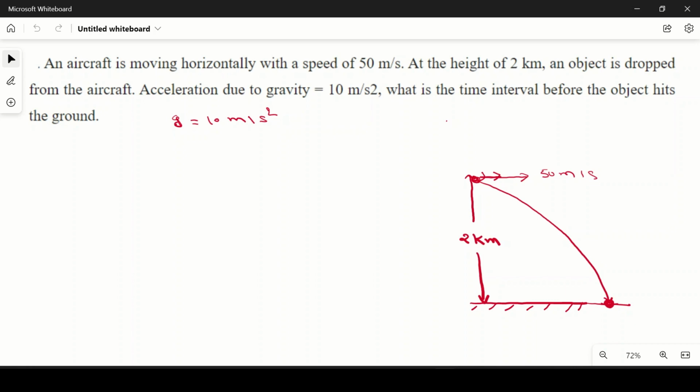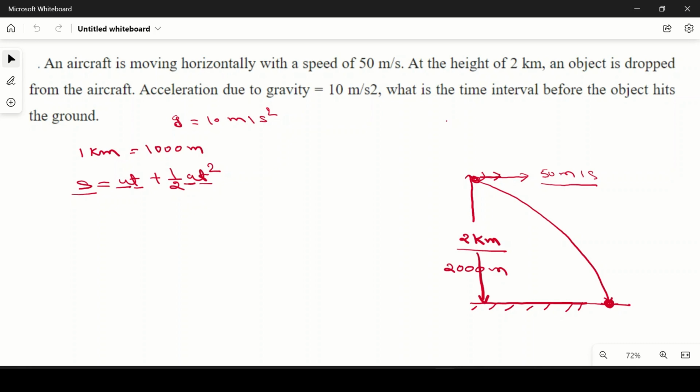So let's see. First of all, this unit is given in meter per second and this is given in kilometer. So we have to put the same unit. We can put it in meter, so 2 kilometer will be 2000 meter, because 1 kilometer is equal to 1000 meter. Now we have S is equal to ut plus half at square, where S is displacement, u is initial velocity, t is time, and a is acceleration in any direction.